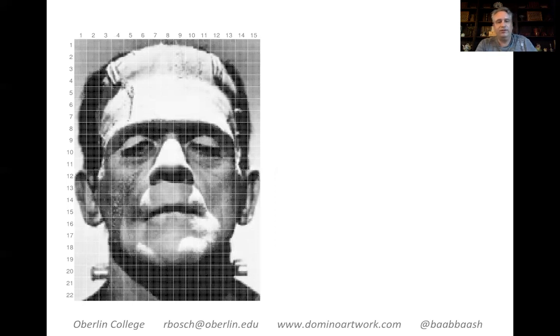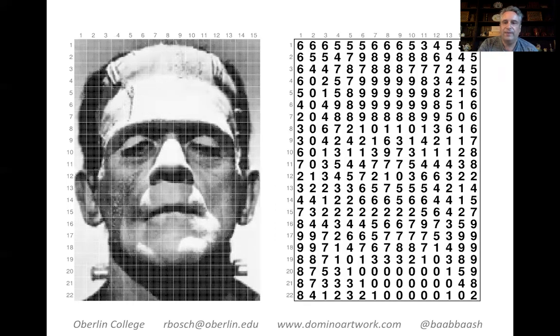Here we have an image of Frankenstein's monster as played by Boris Karloff. Whole bunch of pixels. Pixels are grouped into squares. There are 22 rows, 15 columns of squares. Here is what happens when we average the grayscale values of the pixels in each square, and round to a 0 through 9 grayscale. So 0 is black, 9 is white. Intermediate values are different shades of gray.